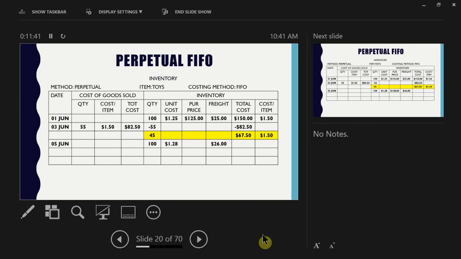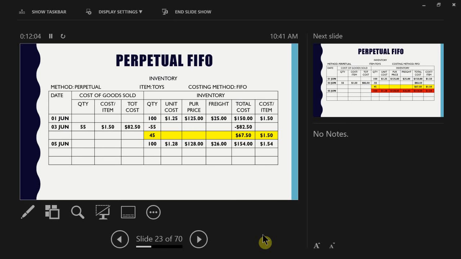I purchased 100 items at $1.28 with a freight of $26 to give me a total purchase price of $128, plus $26 to give me a total cost of $154. Which now, if I calculate my cost per item, is going to be $1.54.